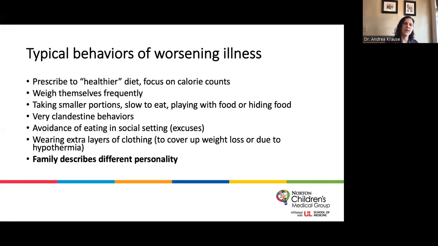And then another thing that we hear a lot is the family will describe just a totally different personality in their child. It's not the same child we once had. And then social media habits, I just throw that in there because I try to include that in my intake assessment: okay, so how many hours a day do you spend? What are you looking at? Because that alone can be very revealing.